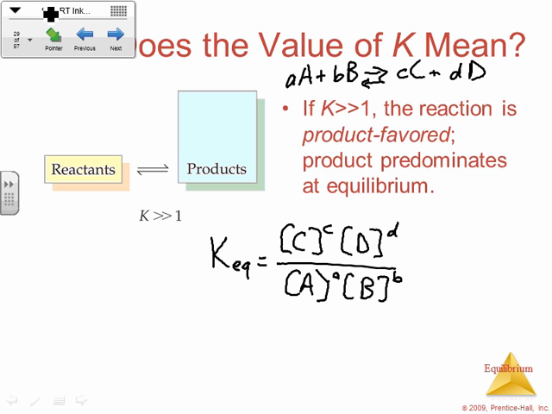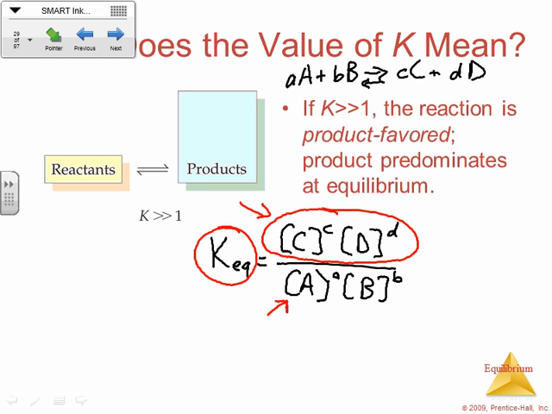Since we put the products over the reactants, what that means is, and I'm using different colors here because my daughter's here with me telling me that I should use different colors on this, and she's right. Our products are on the top, our reactants are on the bottom. So if we end up with a big value for K right here, that tells me that there's more product than reactants. So that's product favored.